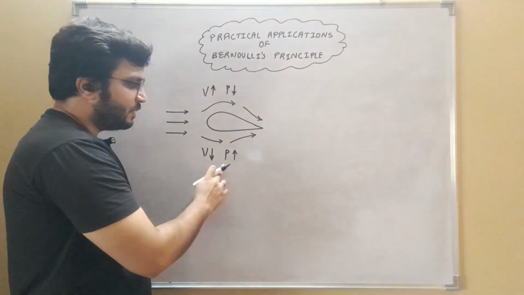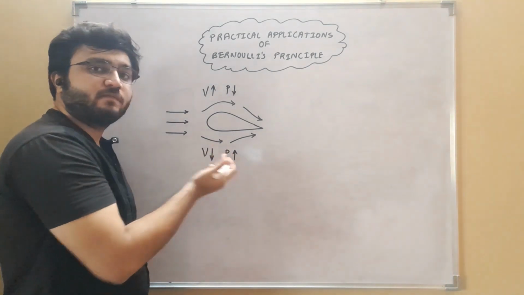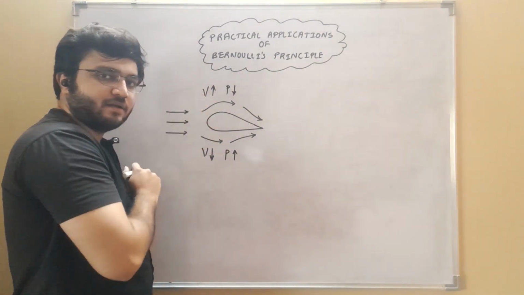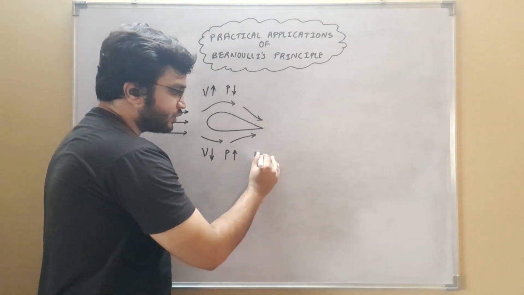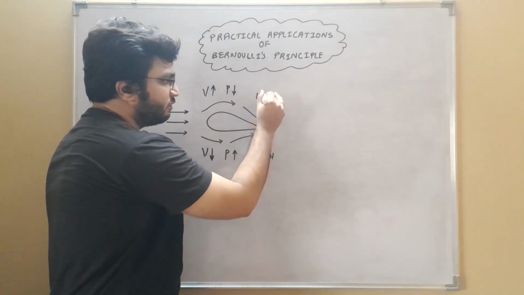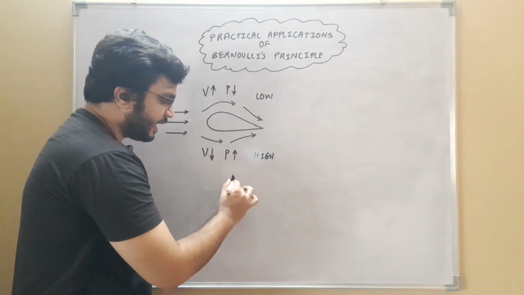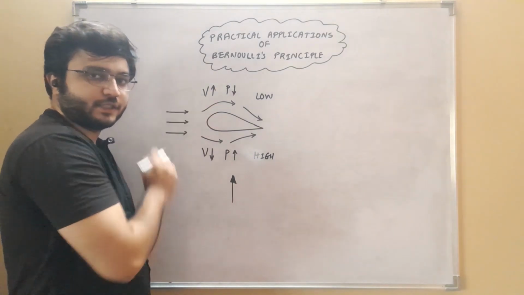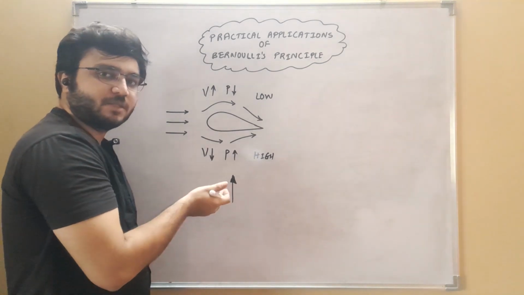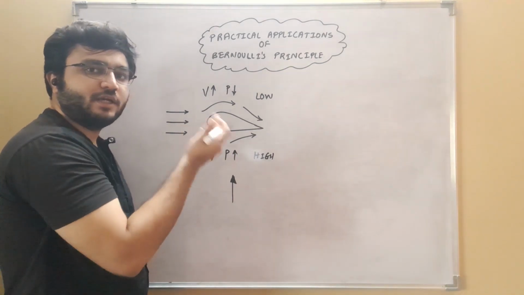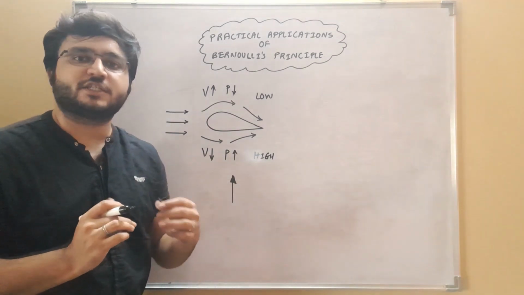Since the pressure energy increases below the blade, a high pressure zone will be created, and above the blade, since the pressure energy is dropping, a low pressure zone will be created. Because of this pressure difference, the lift force is applied over the blade from the downward direction, from the high pressure region to the low pressure region, and this is the force responsible for generating lift for the aircraft. So this is how any aeroplane takes off in the air when it achieves a particular speed.